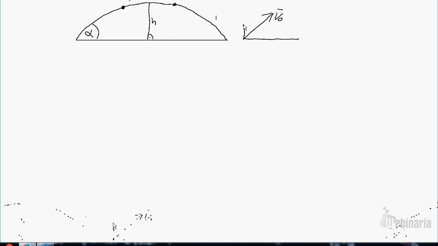Well, now this is the horizontal. I'm trying my best again, and this is the vertical. So of course, we use this method.